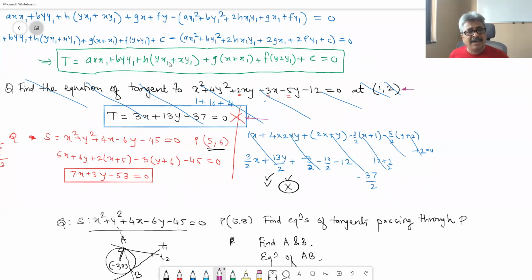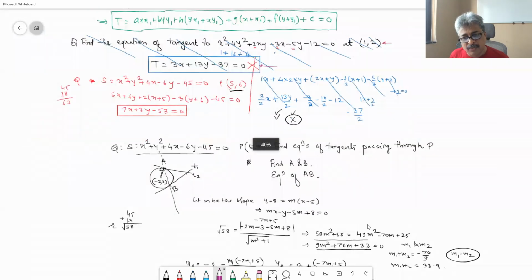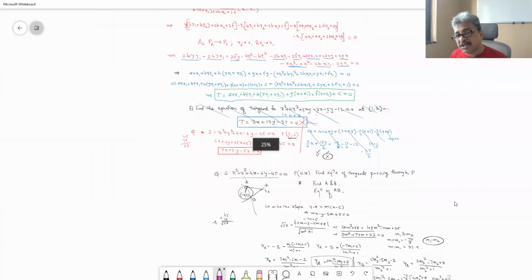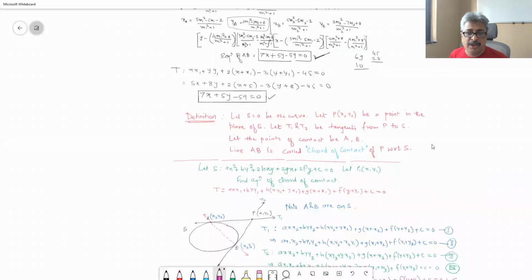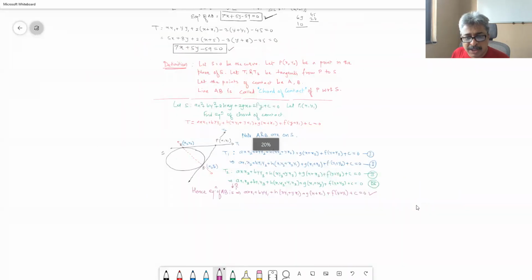Okay, can we look at it a little differently? Suppose we would have developed equation of chord of contact first. I mean, the proof requires equation of tangent, but suppose we have developed equation of chord of contact first, then what is the situation? Let me explain to you the dynamics of this.